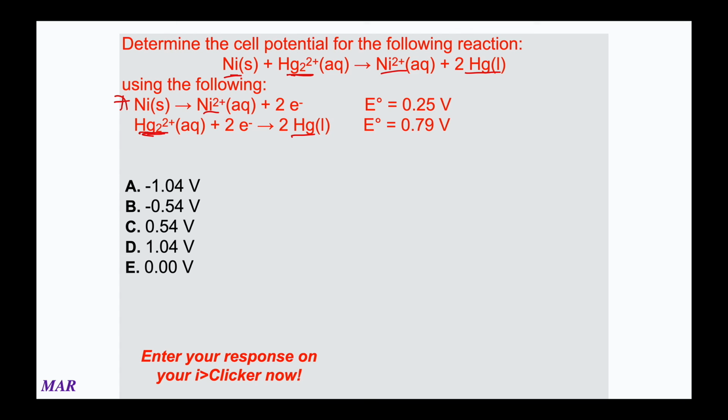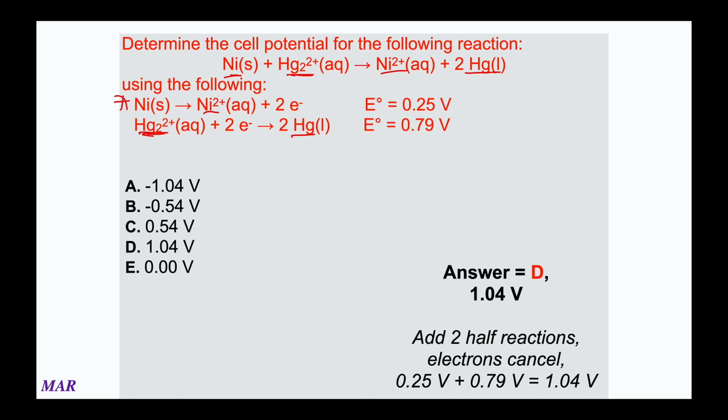So literally in this problem, it is as simple as adding up the two half-cell reactions. So 0.25 plus 0.79 comes out to be 1.04 volts. That's the cell potential of this reaction. So notice that if everything's set up right, you literally add the half reactions together and you add the cell potentials together to give the overall cell potential for the whole reaction. The 1.04 volts is what you would measure if you put nickel and the mercury 2+ ions together in a voltaic cell.